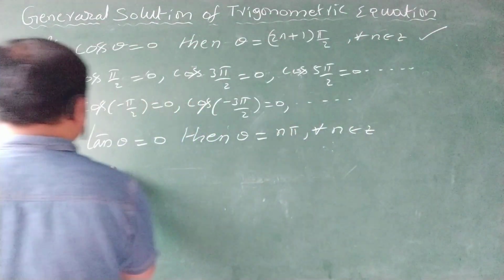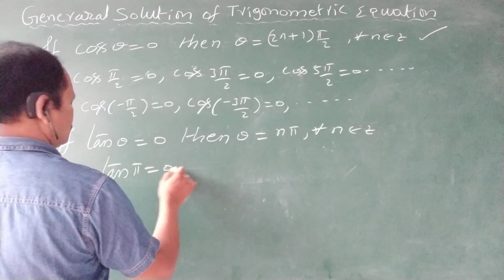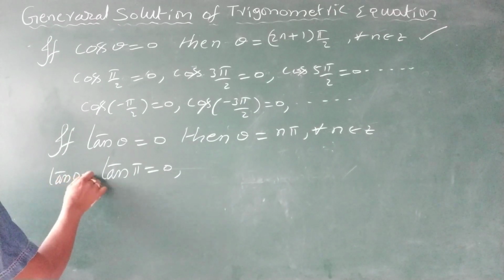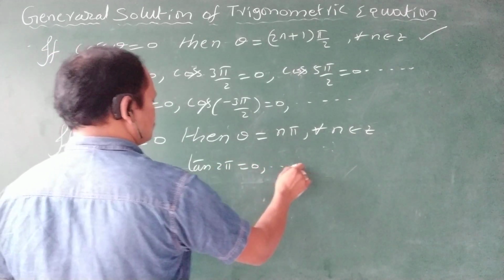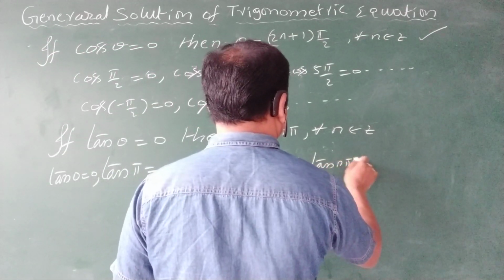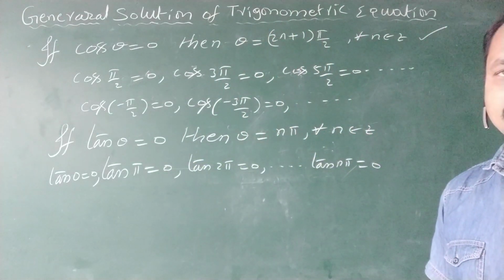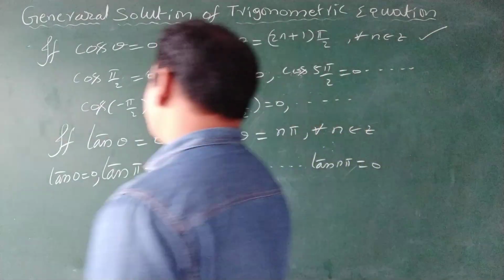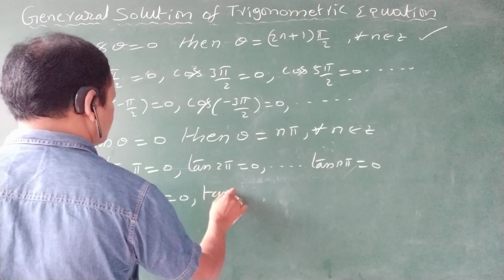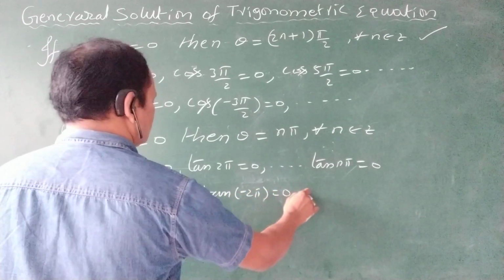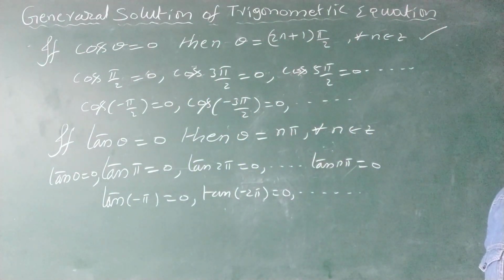For example, tan 0 is 0, tan pi is 0, tan 2 pi is 0, and so on, tan n pi is 0. Also tan minus pi is 0, tan minus 2 pi is 0, and so on. That's why the general solution for tan theta is equal to 0 is theta is equal to n pi for all n belongs to Z.